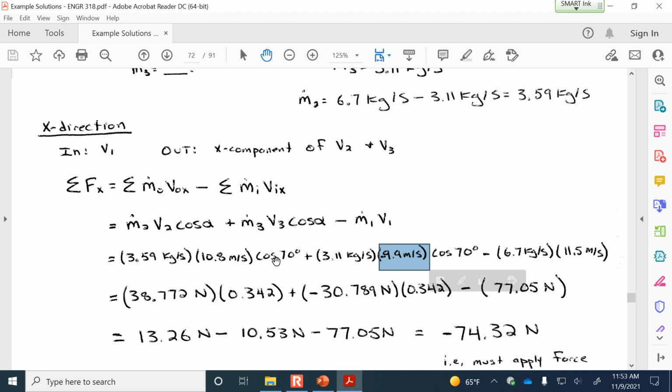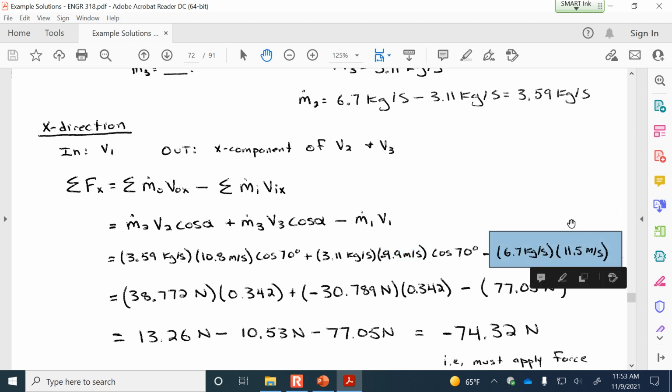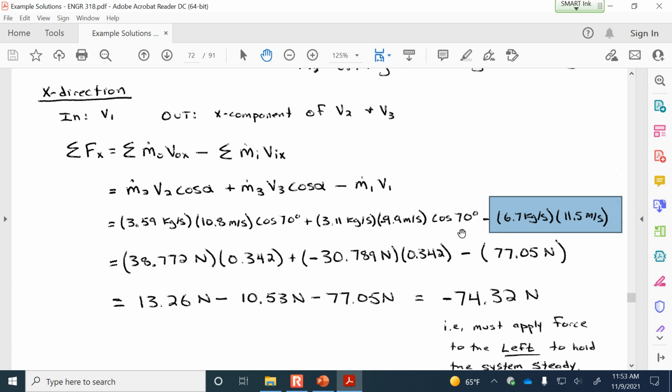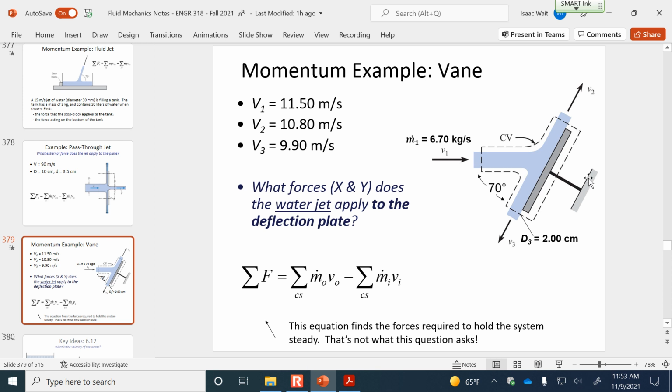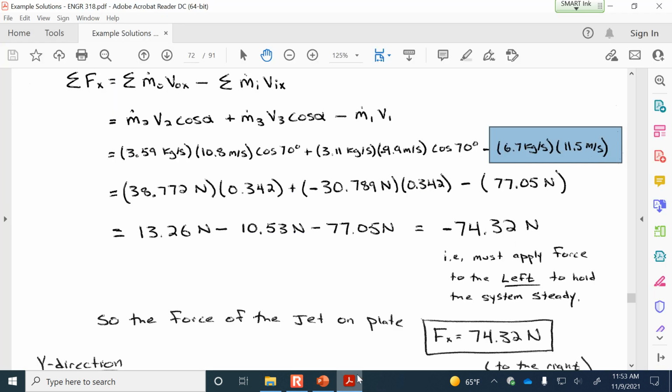Okay, and then we have to apply the cosine of 70 because that's the component of the velocity that will be horizontal. And then here's the mass flow rate in, and no angle adjustment required because the velocity is just in x. Okay, so if the force required to hold the system steady is negative 74.32, meaning that we're going to have to press on this to the left to hold it steady in reaction to the jet, then the jet is pressing on this plate to the right. So it's going to be the positive 74.32 newtons to the right.